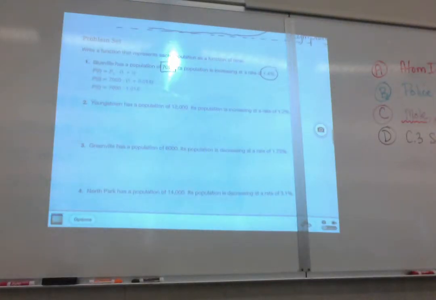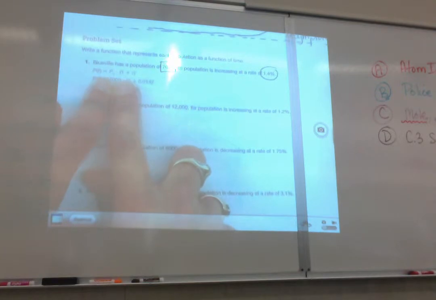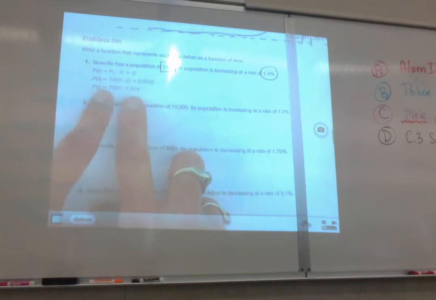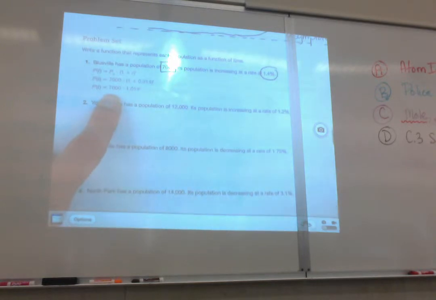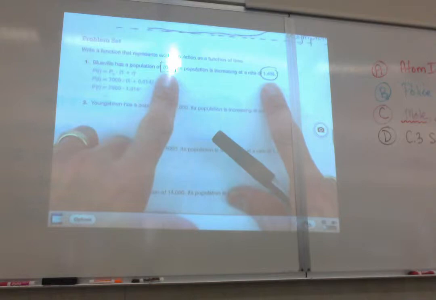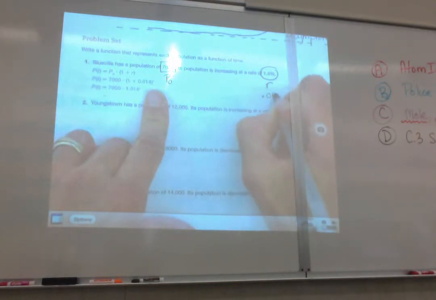Okay, look at what they have worked out for you. This needs to go away, please. Yes, they show you how to do this problem. They give you the generic formula with the P0, the 1, the R, and the T. Then they show you how to plug in the information and then a simplified form of that. That's what we're going to do on the next several problems. You needed to, in the problem, find initial population, which is P0, and the R. You also needed to take that R and turn it into its decimal form.